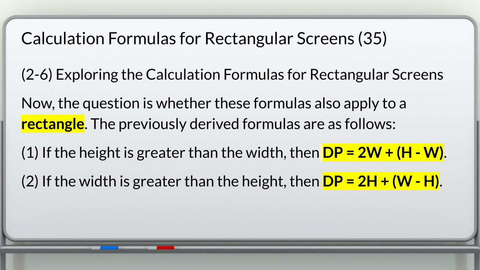I will explain the calculation formulas for rectangular screens. Now, the question is whether these formulas also apply to a rectangle. The previously derived formulas are as follows. If the height is greater than the width, then dp equals 2w plus h minus w. If the width is greater than the height, then dp equals 2h plus w minus h.